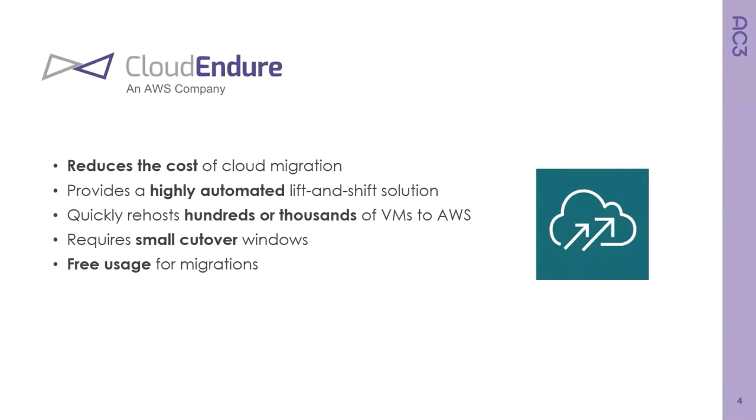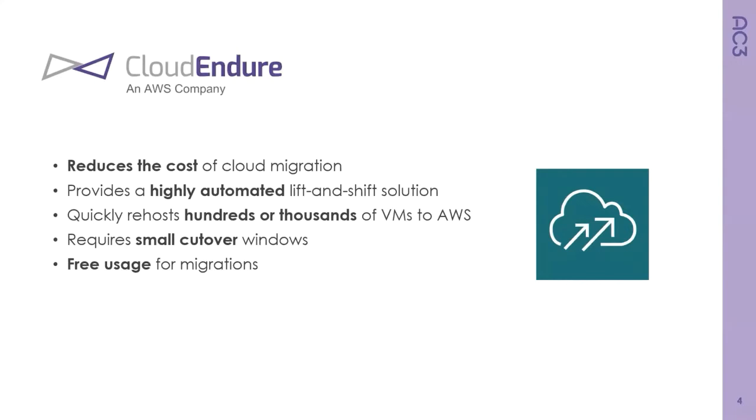Here is where a service like Cloud Endure fits really well. Cloud Endure was acquired by AWS in early 2019, so around a year and a half ago, and it offers both migration and disaster recovery options. Today's demo is around migration to AWS. Some of the benefits of using Cloud Endure: reducing the cost of cloud migration by removing the need to rebuild, providing a highly automated lift and shift solution, and we'll see this in the demo, quickly rehosting hundreds or thousands of VMs to AWS.